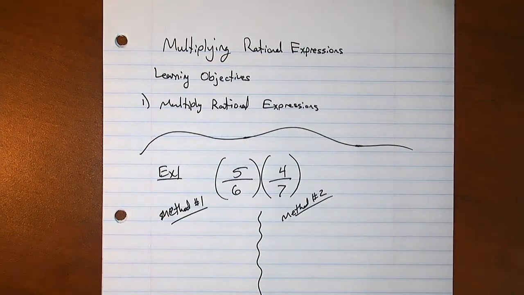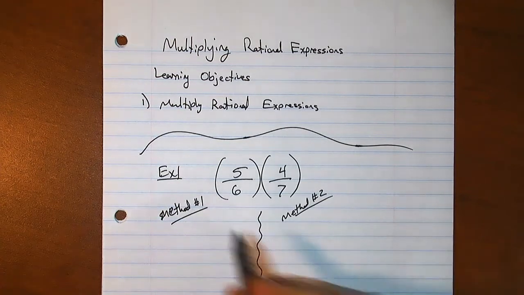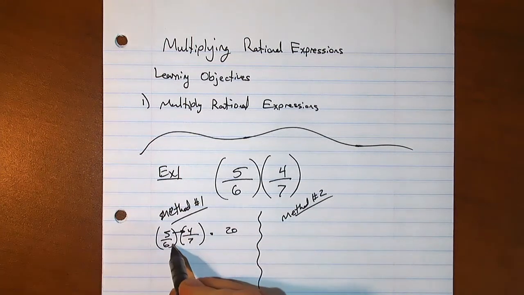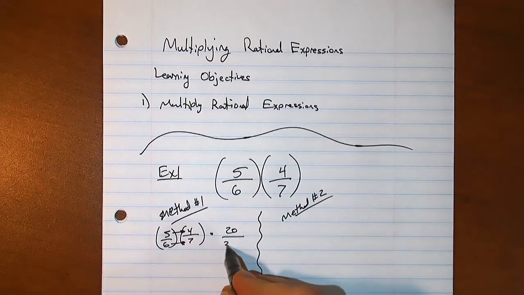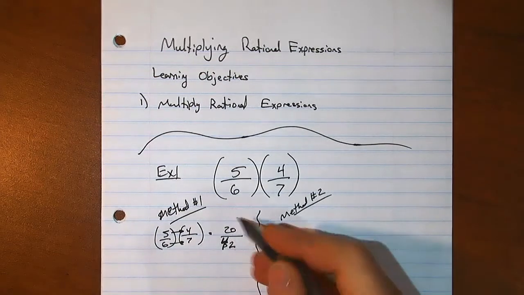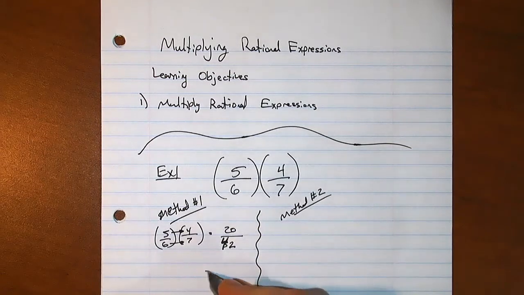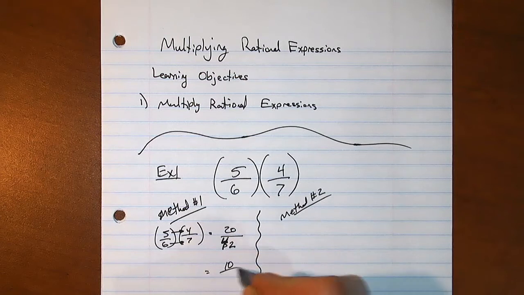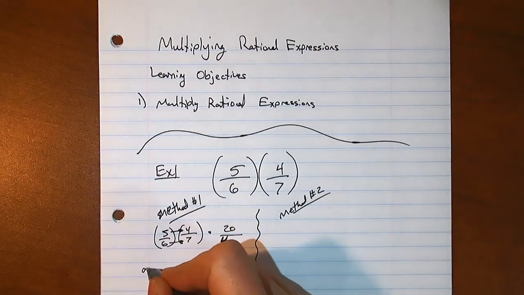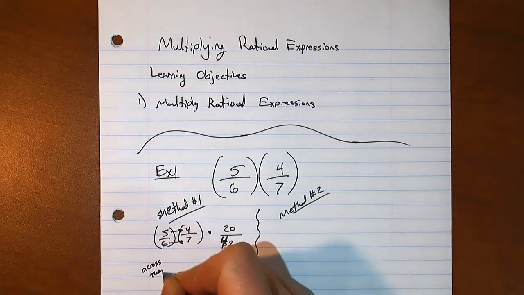Okay. So method number one is probably the method that you learn first. And method number one is where you multiply straight across. So I would do a 5 times 4, which is 20, and a 6 times 7, which is 42, excuse me, 42. Okay, so I would just multiply straight across. Then I would simplify. So both of these things are divisible by 2. So 20 divided by 2 is 10. 42 divided by 2 is 21. And there's my answer. So method number one is to multiply across first, then simplify.